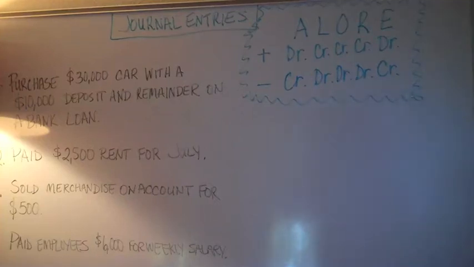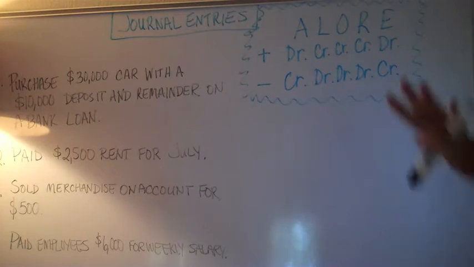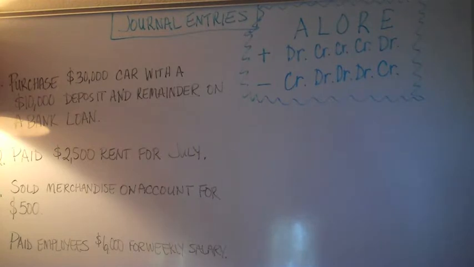Let's cover some journal entries and make sure that we've got ALORE down perfectly. I've got ALORE written on the right hand side of the board where it has the increases: assets and expenses increase on the debit side; liabilities, owner's equity and revenue increase on the credit side. And then for the inverse, in order to decrease an asset or expense, we're going to credit it. In order to decrease a liability, owner's equity, or revenue, we're going to debit it.